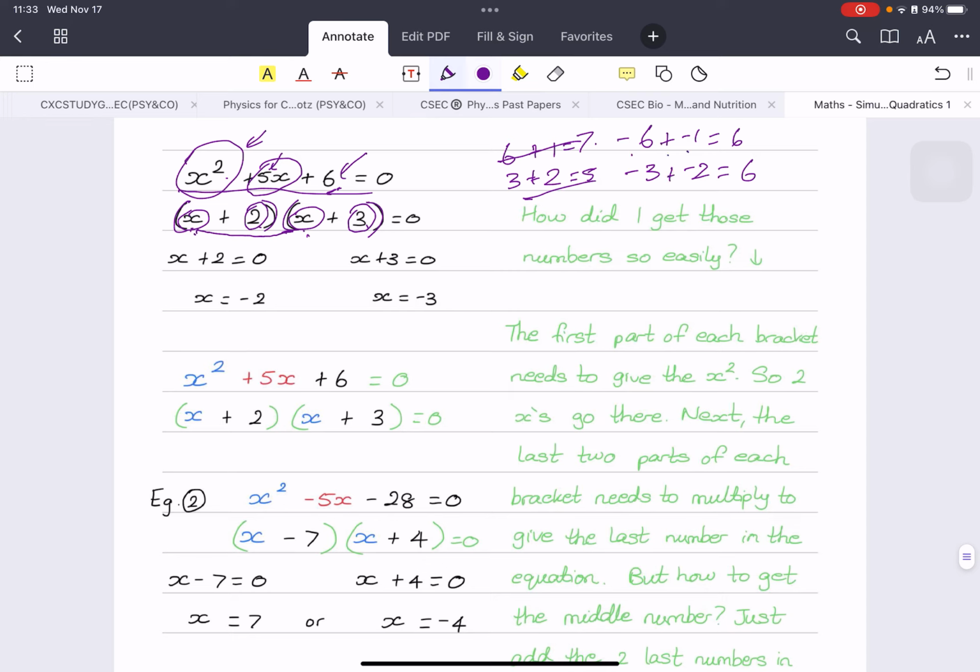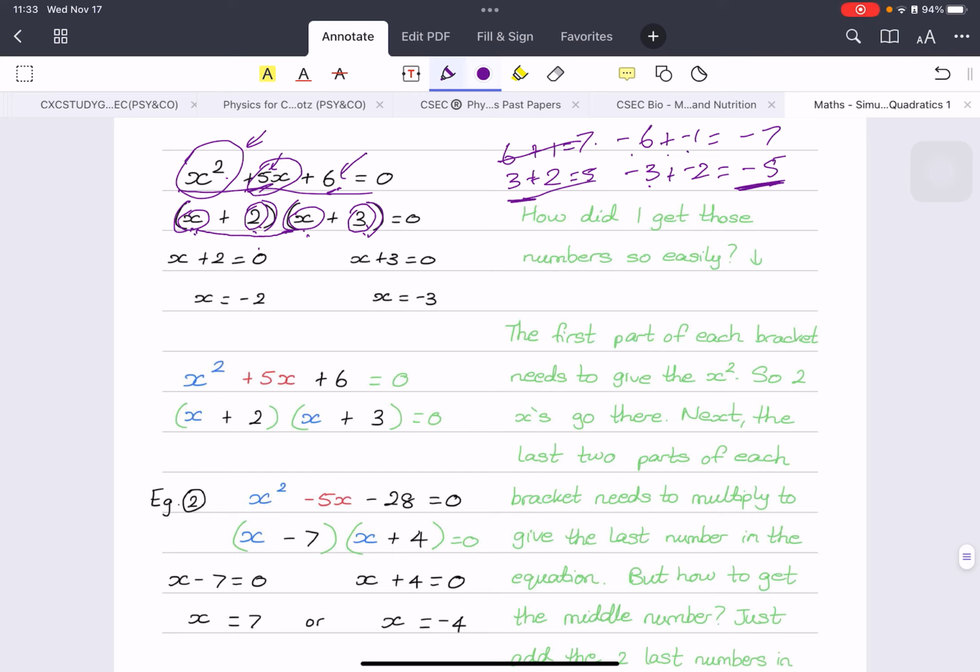Negative 6 plus negative 1 is really just negative 6 minus 1. When you add a negative number, you essentially minus it. Okay? So this is negative 7, which is definitely not 5. Negative 3 plus negative 2 is negative 5. Now I have a 5 here, but this is negative 5. We have plus 5. Okay? So, therefore, the answers that we put in the brackets are 3 and 2. And we can put any one of them there.